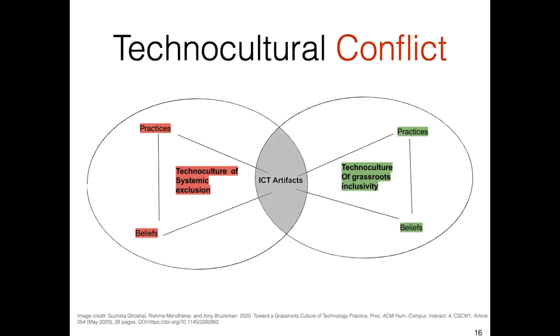With our analysis, we argue that even though grassroots communities and corporate workplaces of technology have little in common, they do share the same artifacts. By choosing to use some of these artifacts, grassroots communities also inherit cultural qualities of their sites of production. The values of ICT production reproduce within grassroots communities, perpetuating systemic exclusion.